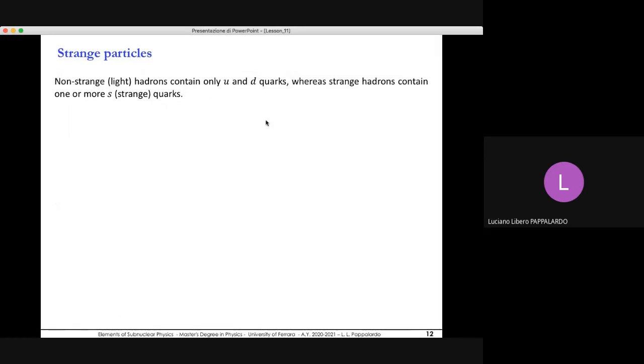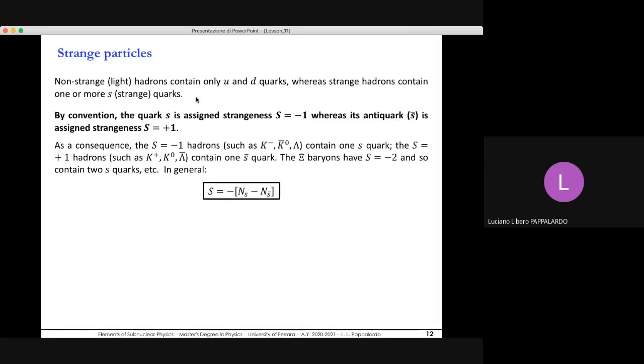So what about lighter hadrons? The non-strange light hadrons contain only u and d quarks, whereas the strange hadrons contain one or more strange quarks. So this is the new ingredient here in the physics of hadrons. By convention, the strange quark is assigned a strangeness of -1, and the anti-strange quark is assigned a strangeness of +1. The choice of the sign here is just a convention.